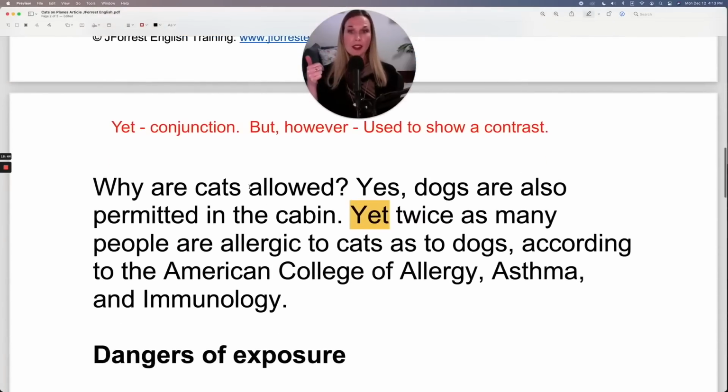So cats are allowed, dogs are allowed, but twice as many people are allergic. Yet, so we're setting up another contrast and we're using yet as a conjunction.